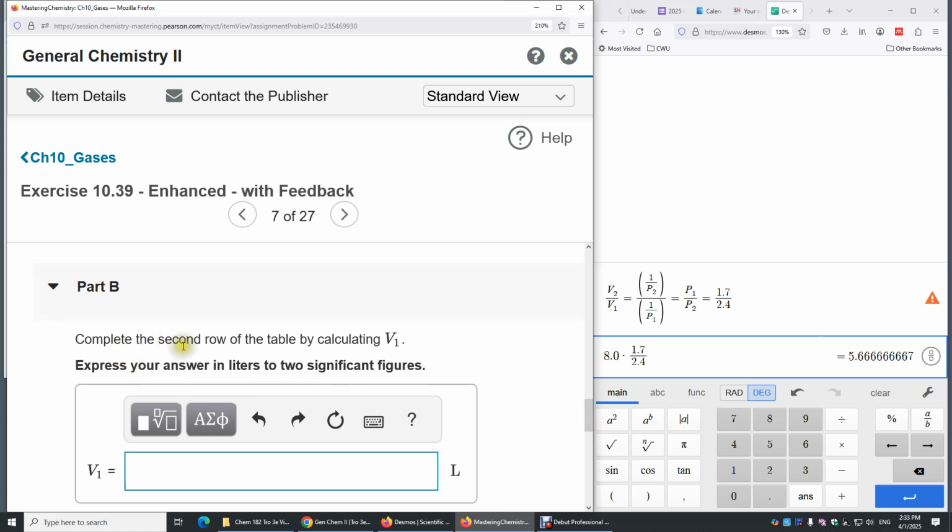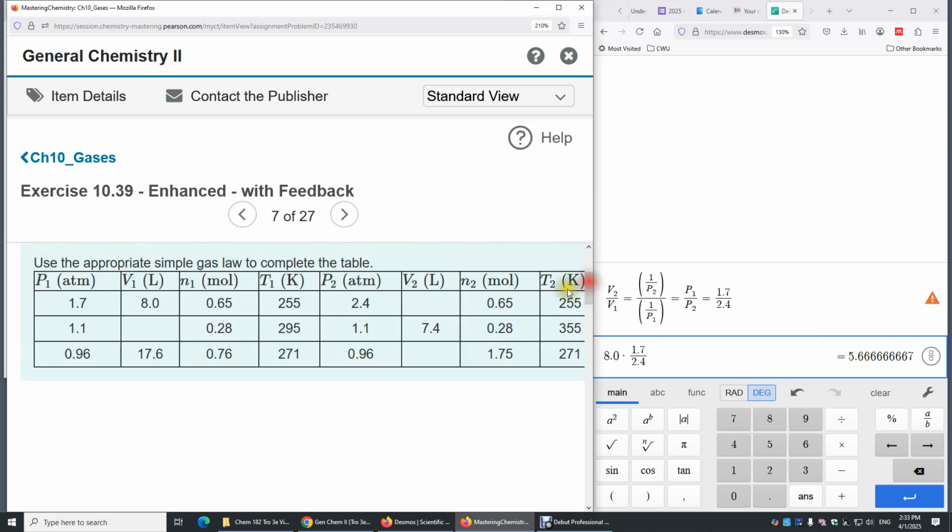Now part B, complete the second row. So let's look at the second row. In the second row, we can see P1 equals P2, so we don't have to worry about the pressure. And volume here is proportional to N1 and proportional to T1. So what we will do is V1 versus V2 is going to be N1 versus N2 times T1 versus T2.